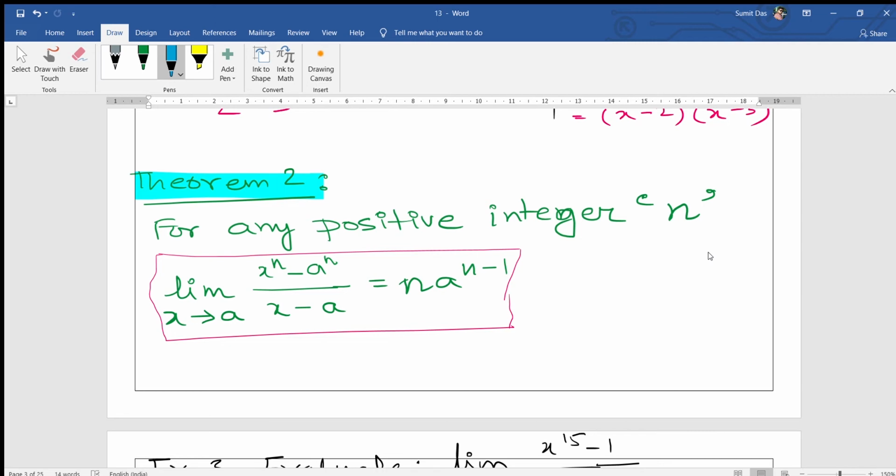Now what is the use of this? Whenever we get any kind of limit, we'll try to convert it into this form.